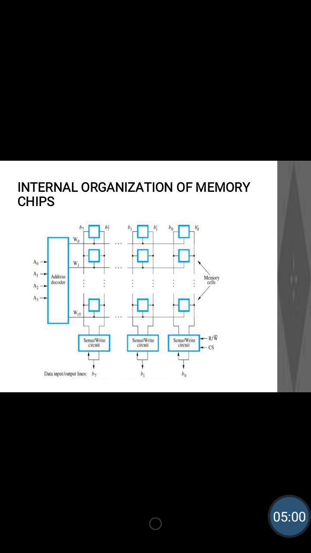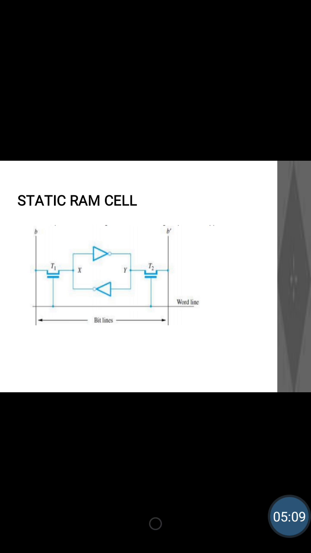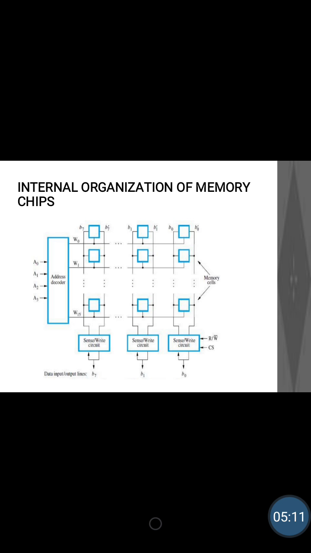Isn't it? So we are having two control lines. One is R/W bar, which is representing R as read and W bar is for write. Meaning if input is 0, then it is writing, if input is 1, then it is reading. So R/W bar specifies the required operation, that is either read operation or write operation.